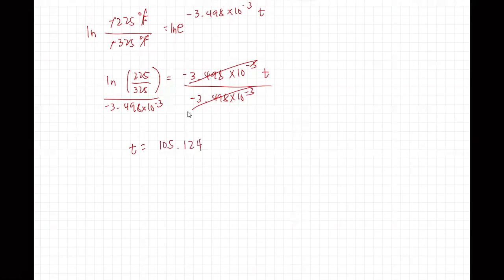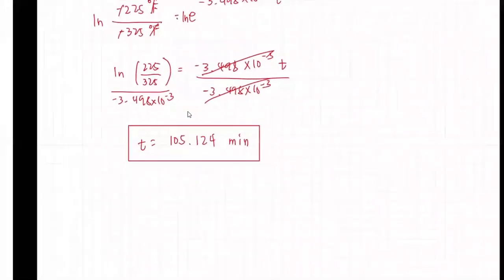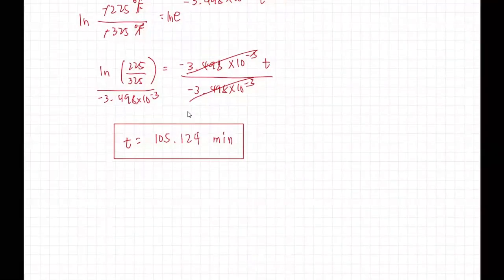That is 105.124. Again, the unit we used earlier is in minutes. Okay? So, after 105.124 minutes, our turkey will reach 150 degrees Fahrenheit. Okay? So, if, for example, you're asked to specify the hours, then divide by 60.